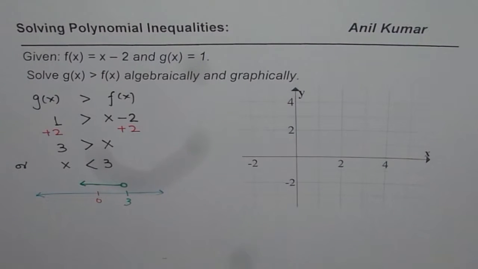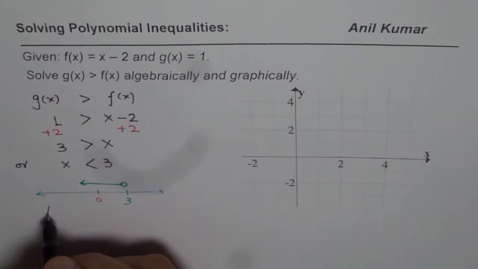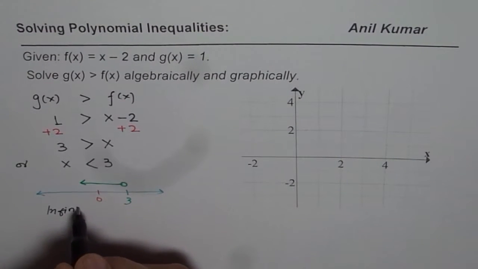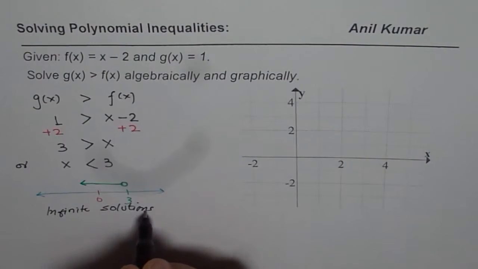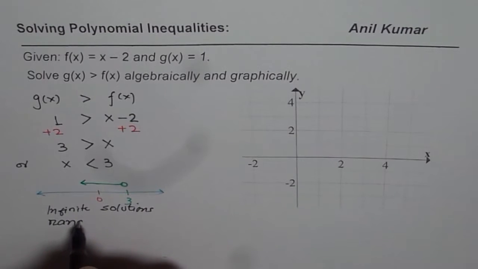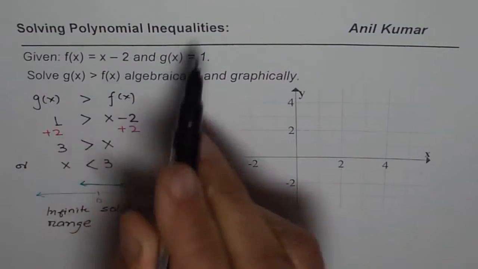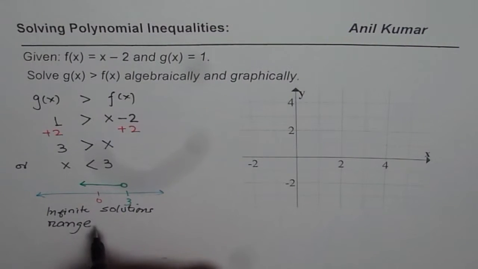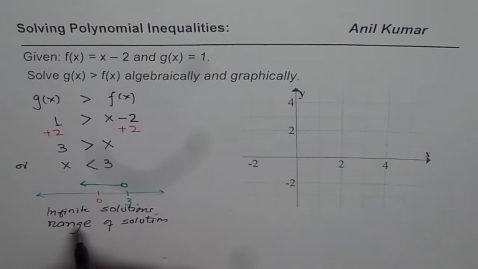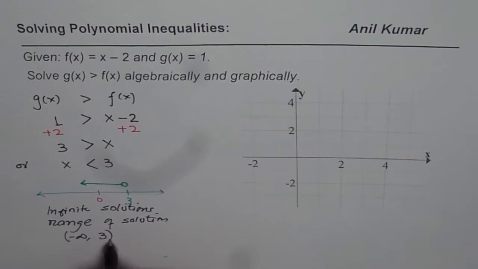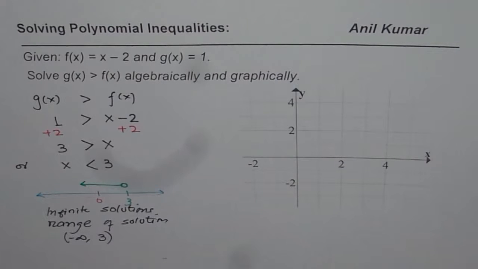So what you note here is that we have infinite solutions, right? At times we say range of solutions, right? So whenever you solve inequalities, you expect range of solution, right? Now this range of solution I could have also written as from minus infinity to 3. So that is another way of writing the same thing.